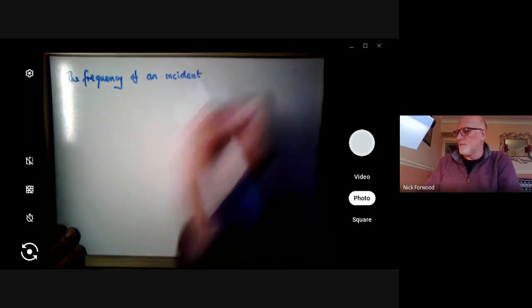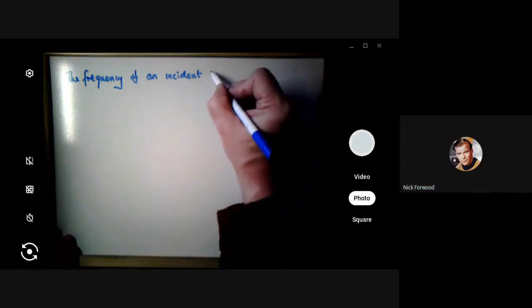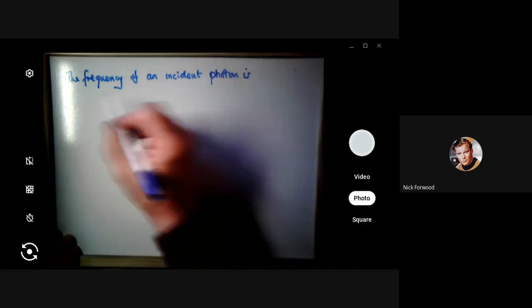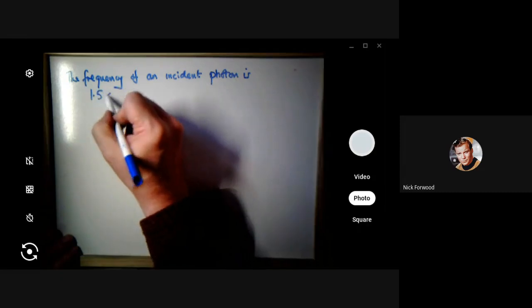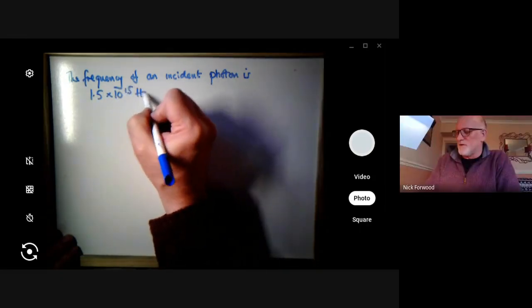An incident is just like when you're doing reflection and refraction at National 5. It just means incoming. Incident means it's a photon that's coming in to the metal. The frequency of an incident photon is 1.5 times 10 to the power of 15 hertz.